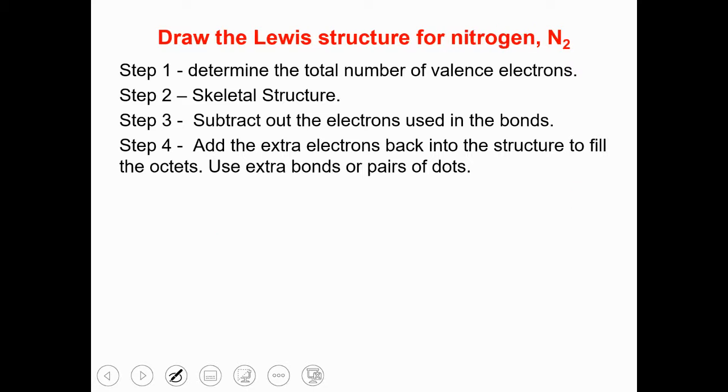So let's do another one. Here's nitrogen, like the gas that's in the air. All right, so I have 2 nitrogens. Remember that they each have 5 valence electrons, so I have 10 available. Gee, the skeleton's pretty easy. We just have 2 elements. They have to be bonded to each other, right? So we put a dash in there. Subtract out the 2, I have 8 left.